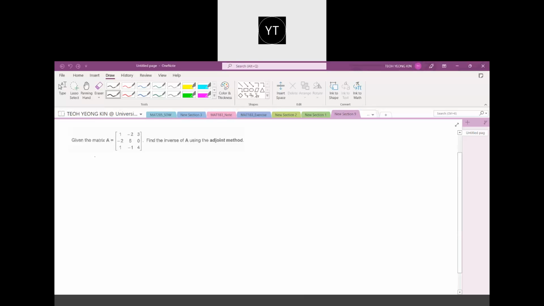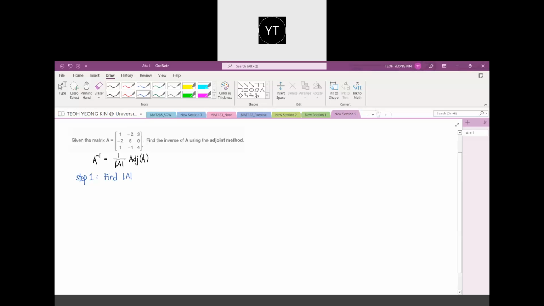So inilah formula dia. A inverse is equal to 1 over determinant of A multiplied by adjoint A. Ini adalah formula dia, di mana matrix songsang A is equal to 1 bagi determinant of A multiply with the adjoint A. So step number 1. Of course, we need to find the adjoint A. Find the determinant of A.